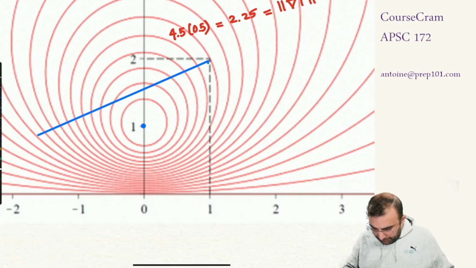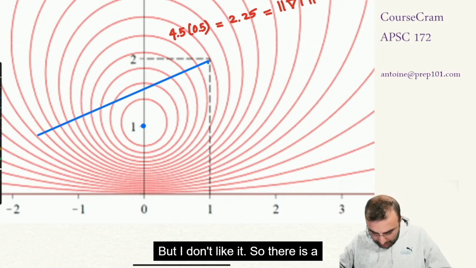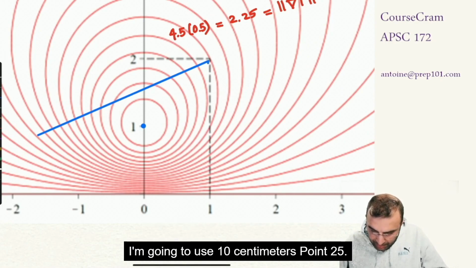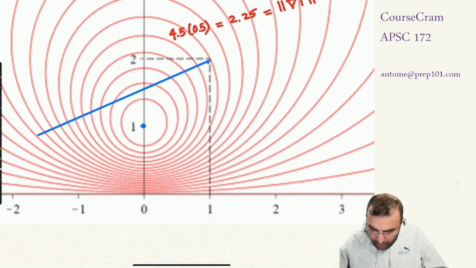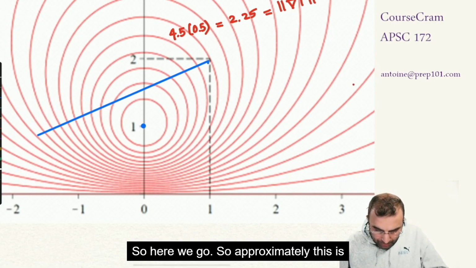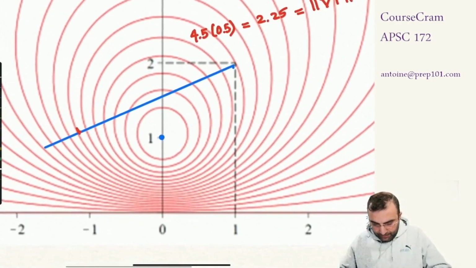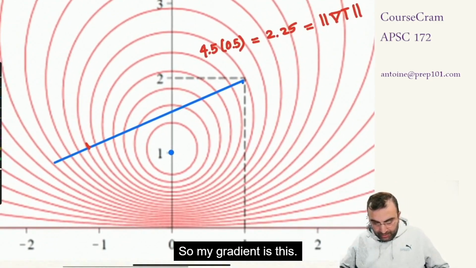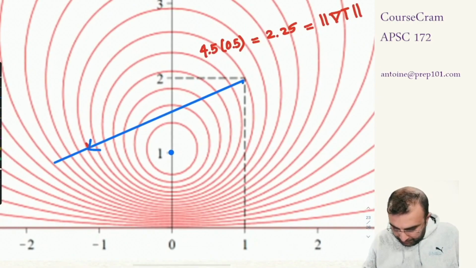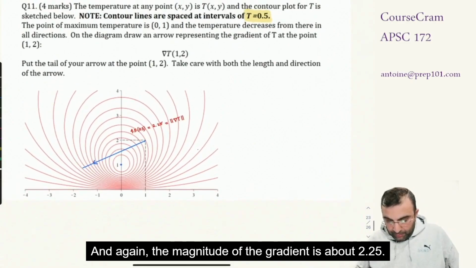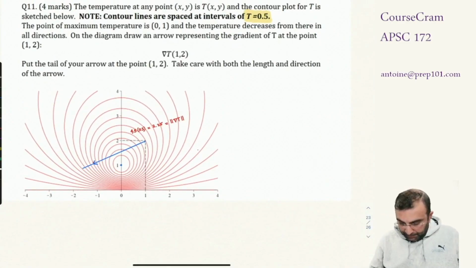Wow, there's a ruler here. I didn't know. So there's 5 centimeters approximately. So I'm going to use 10 centimeters, 0.25. So here we go. So approximately this is the gradient. So my gradient is this. And again, the magnitude of the gradient is about 2.25.